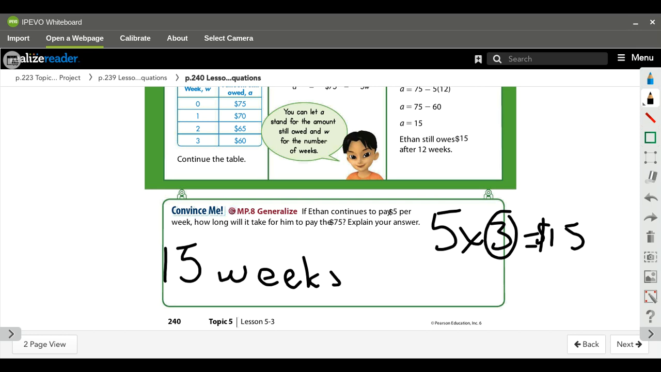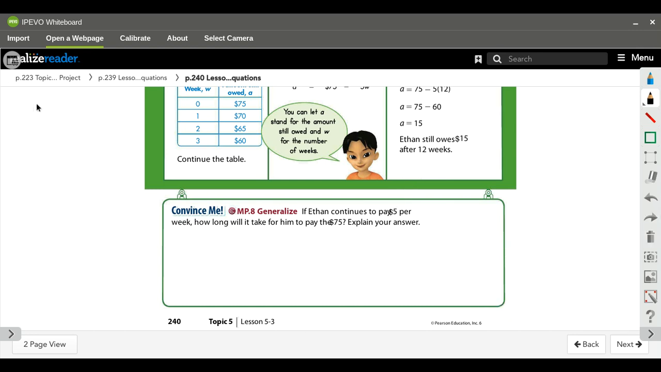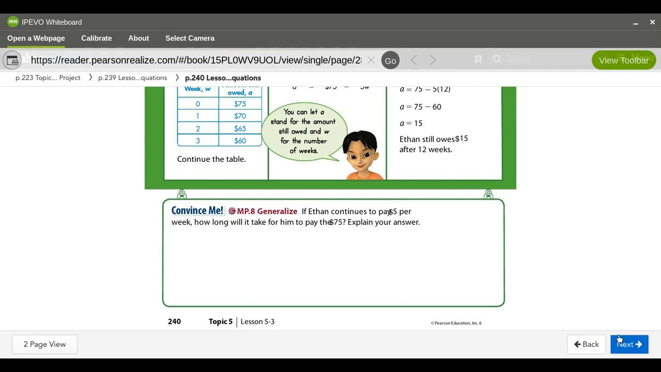So how I found that was I multiplied 5 times 3 to get to 15. The 3 represents the number of weeks. And then I added my number of weeks to 12. So 3 plus 12 is 15, and that's how I got 15 weeks. Okay, go ahead and go to your guided practice.